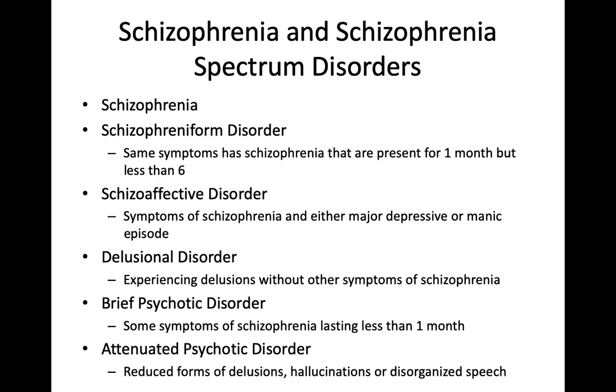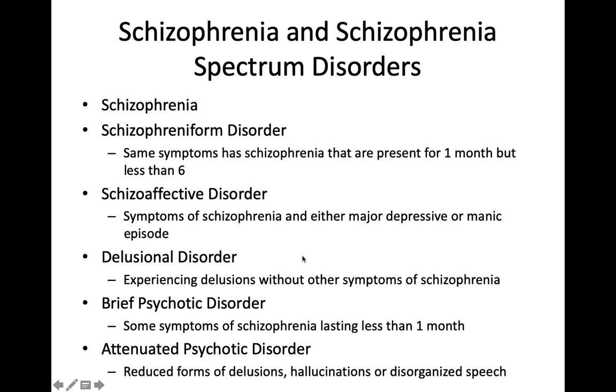Schizoaffective disorder would be symptoms of schizophrenia. When we're talking about symptoms, again, we're talking about delusions, hallucinations, disordered speech, disordered behavior, as well as the negative symptoms: anhedonia, amotivation, flat affect, and alogia. To have schizoaffective disorder, there are those symptoms as well as either a major depressive episode or a manic episode. I've previously lectured on what constitutes a major depressive episode as well as a manic episode when we talked about mood disorders.